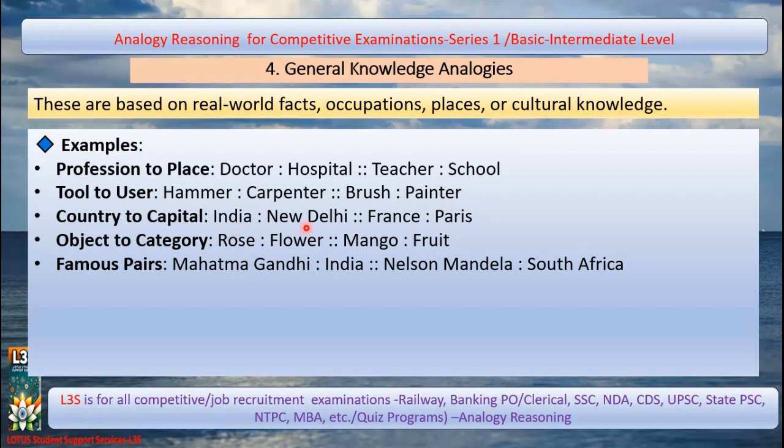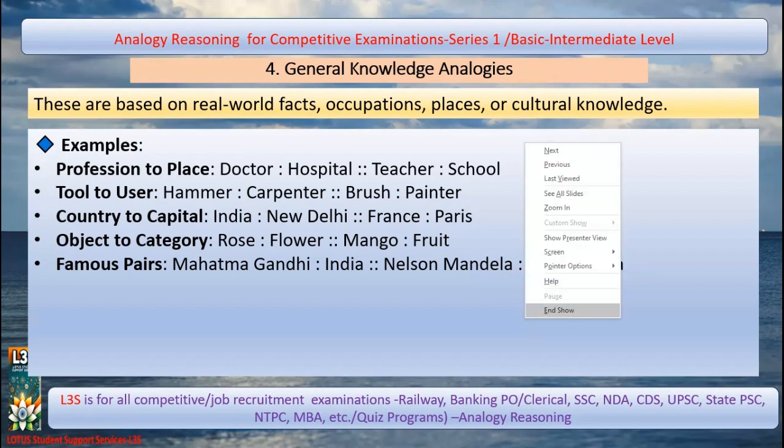Now India, New Delhi: the capital of India is New Delhi, and if France is given, it will be Paris. Paris is the capital of France. Then rose, flower: a rose is a flower. If mango is given, it will be fruit. Then Mahatma Gandhi, India: Mahatma Gandhi is from India, so for Nelson Mandela, it will be South Africa, because Mandela is from South Africa. It's like that.